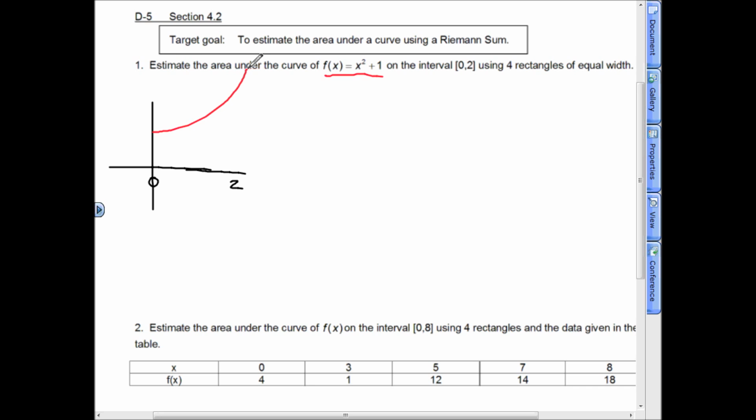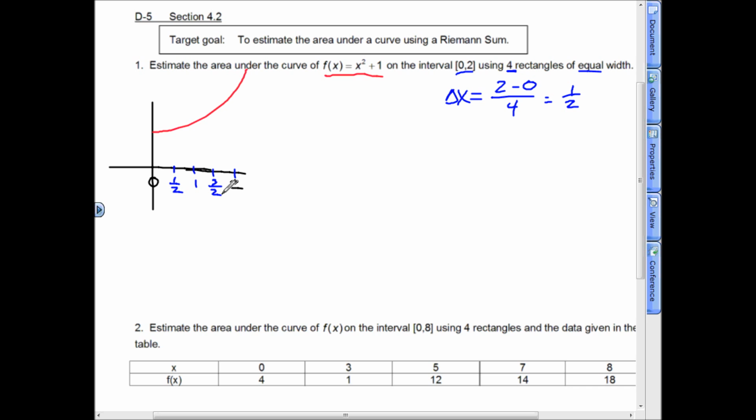It says we're supposed to try to use 4 rectangles. So the first thing I need to know is, if we're using the interval from 0 to 2, how wide is each rectangle? What is my change in x going to be? I've got an interval that's 2 units wide, divided by 4 equal rectangles. That tells me each rectangle is a half a unit wide. So 1/2, 1, 3/2, and 2 would be the x values that denote the divisions between each rectangle.